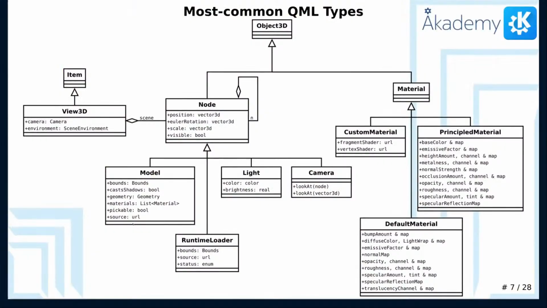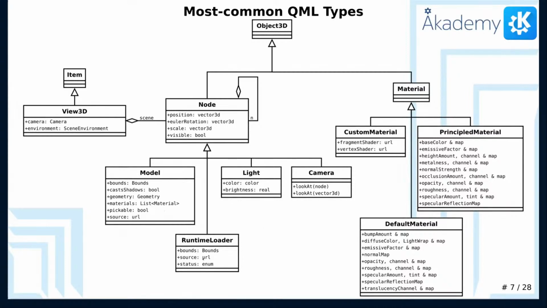When you're working with Qt Quick 3D, these are the most common QML types that you'll encounter. Object 3D is the base class, implements QObject. Then node has position, rotation, scale. It's abstract, but it can be instantiated and it can be used as a container. So a node can contain any number of other nodes. Another subclass is the model, which has geometry and materials. This pickable property is important for making the model interactive if you want to add any interactive content as children of it. And then you have lights, camera.